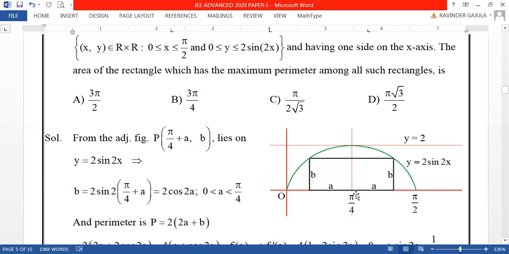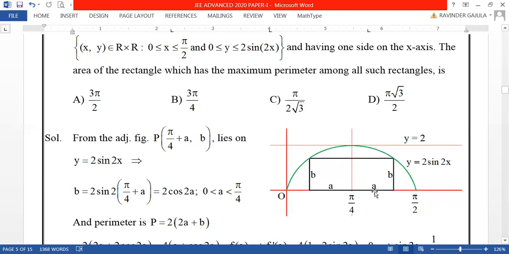Why? Because taking from pi by 4 to pi by 2, what is the range of a here? When a is at the minimum, a will be 0. At the maximum, it is this length only, and this length means pi by 4 only. That's why the value of a can be taken in the interval 0 to pi by 4. Now, what is the perimeter?